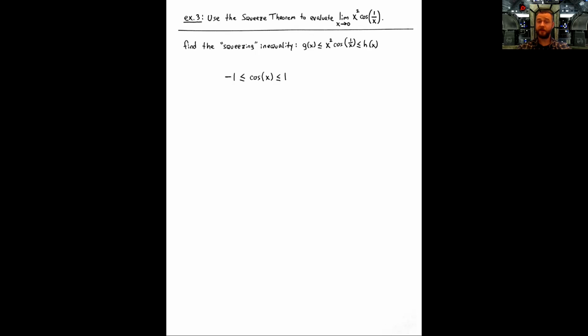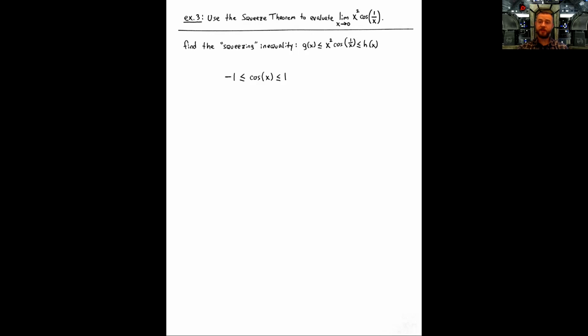Now, the one we're going to build from is a basic fact from pre-calculus about the graph of sine and cosine. Both of them have an amplitude of 1. Graphically, the graph of sine of x and cosine of x stay between 1 and -1 on the y-axis. Now that's giving us some sort of inequality. But our function involves cosine of 1 over x, not cosine of x.